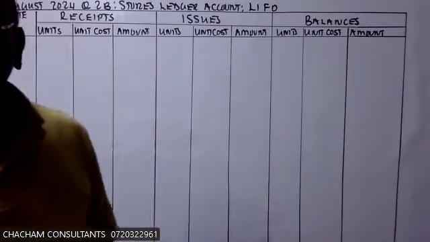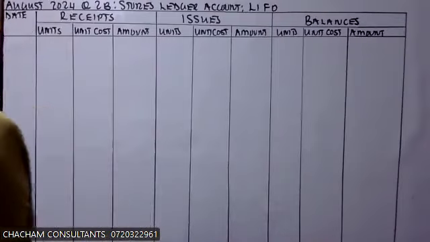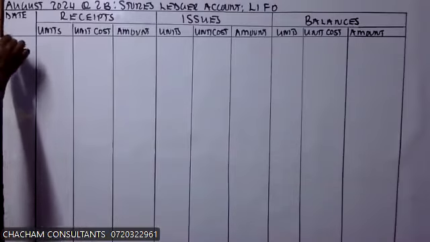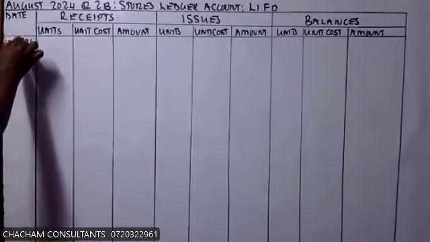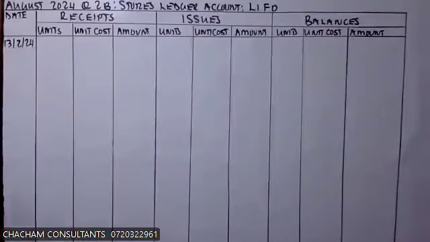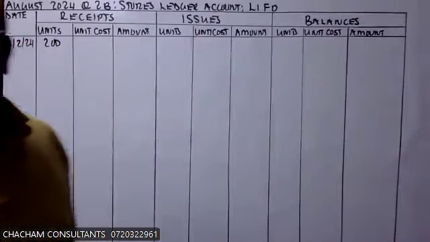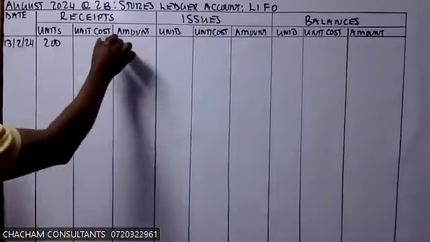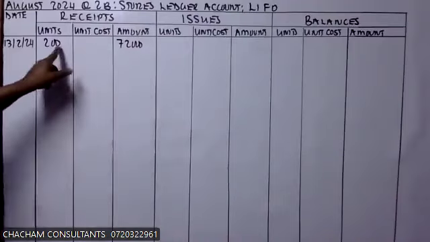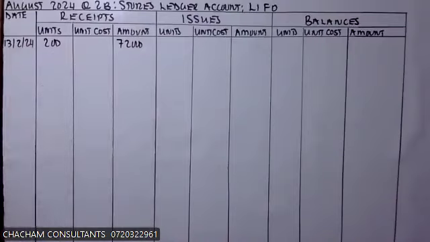So the first one is February. On February 13th, 2024, we purchased 200 boxes at a total cost of 72,000. So tell me, 1 unit must then be how much? If the total cost is 72,000 for 200, 1 unit is how much?